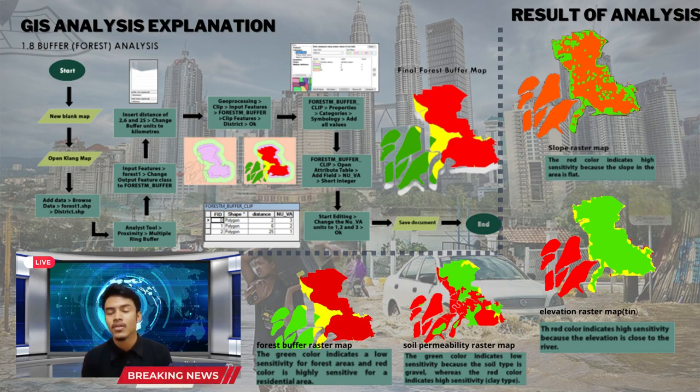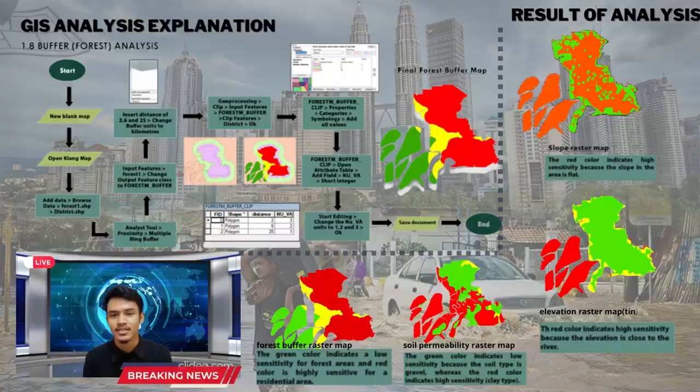Next is the result of all analysis. From all analysis, we come up with a final map which is the sensitivity map. From the sensitivity map, we can conclude that the area with red color indicates a high sensitivity area that is more vulnerable to water surge and flash flood. As you can see, the red color on the slope raster map shows the flooding area. The elevation raster map shows areas that are close to a river. The soil raster map shows the low soil permeability, and the forest buffer raster map shows the area that is far from the forest.